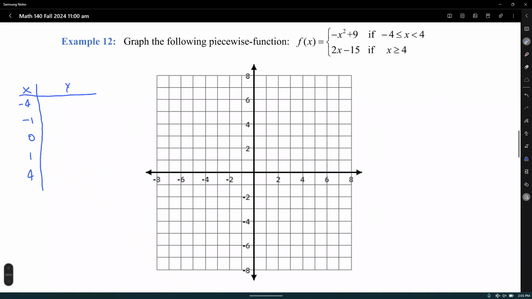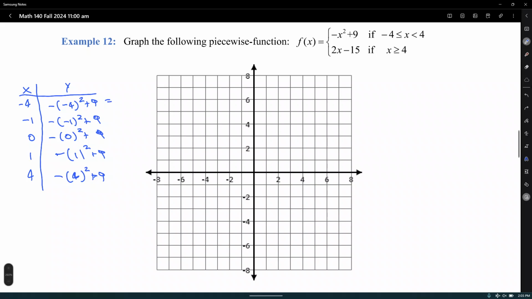So y would be obtained by negative 4 squared plus 9, negative 1 squared plus 9, negative 0 squared plus 9, 1 squared plus 9, and 4 squared plus 9, and that's going to give us the following result. Okay, so 4 squared equals 16, times the negative in the front will become negative 16.